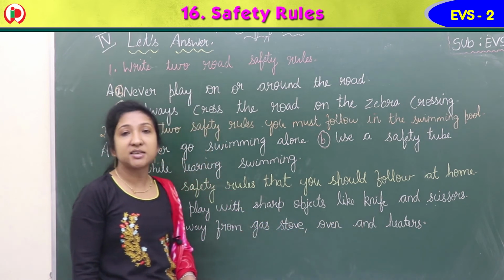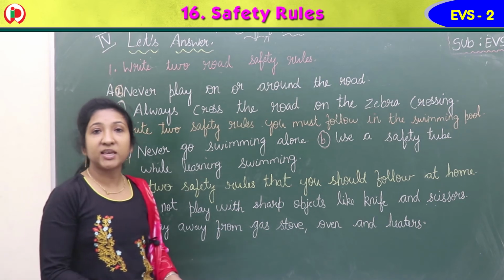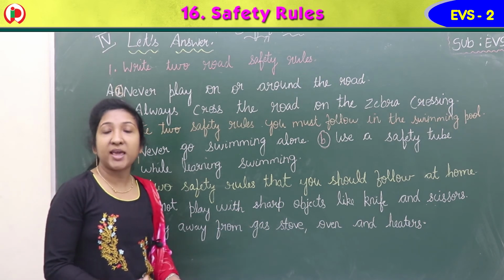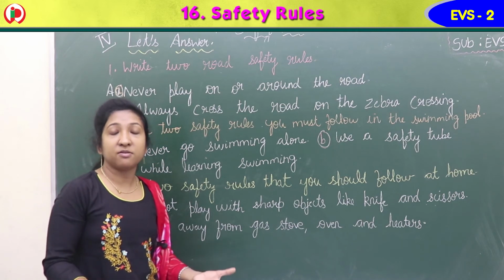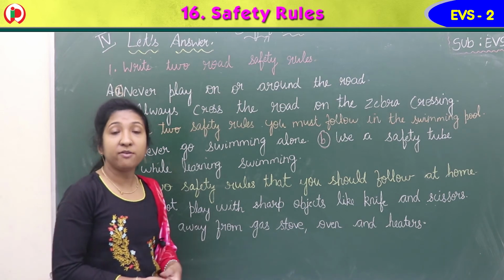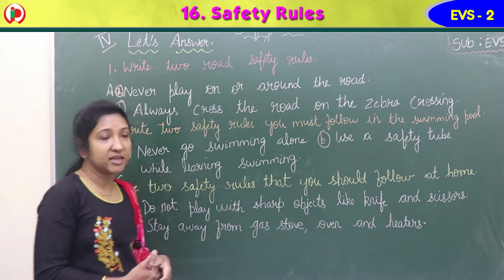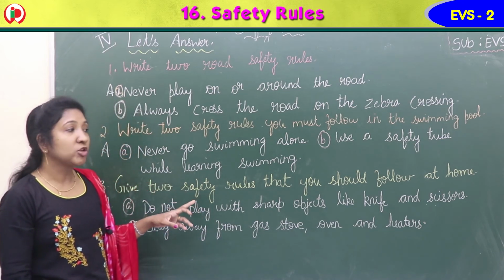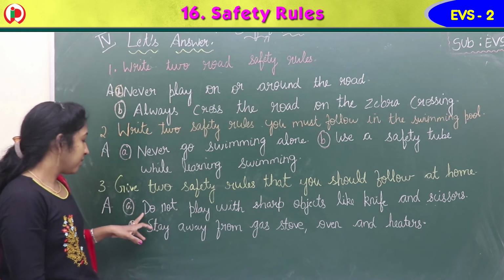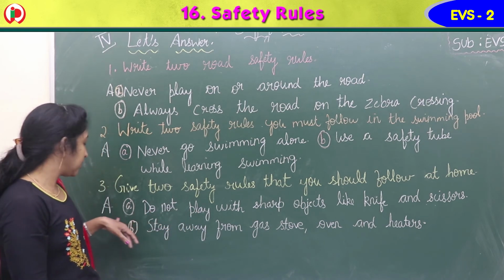Heaters. We use heaters to heat water. Oven we use to bake cake or heat other things. Gas stove, where all food we cook. We have to stay away from these items in the kitchen. So give 2 safety rules that you should follow at home. At home, what are the safety rules, children?